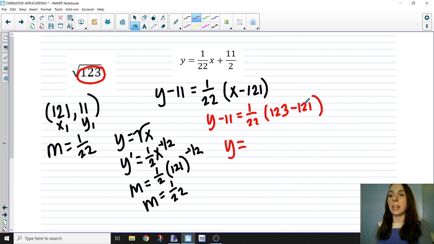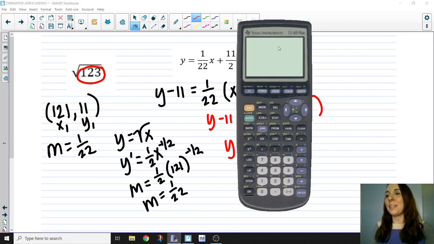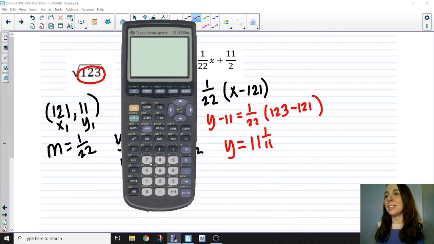So let's see, what's that? That's 2. 2 times 1 over 22 is 1/11th. Add the 11 over, and we got 11 and 1/11th. That's approximately what the square root of 123 is. Let's double check it with the calculator now. We'll grab the calculator and see how good we were.